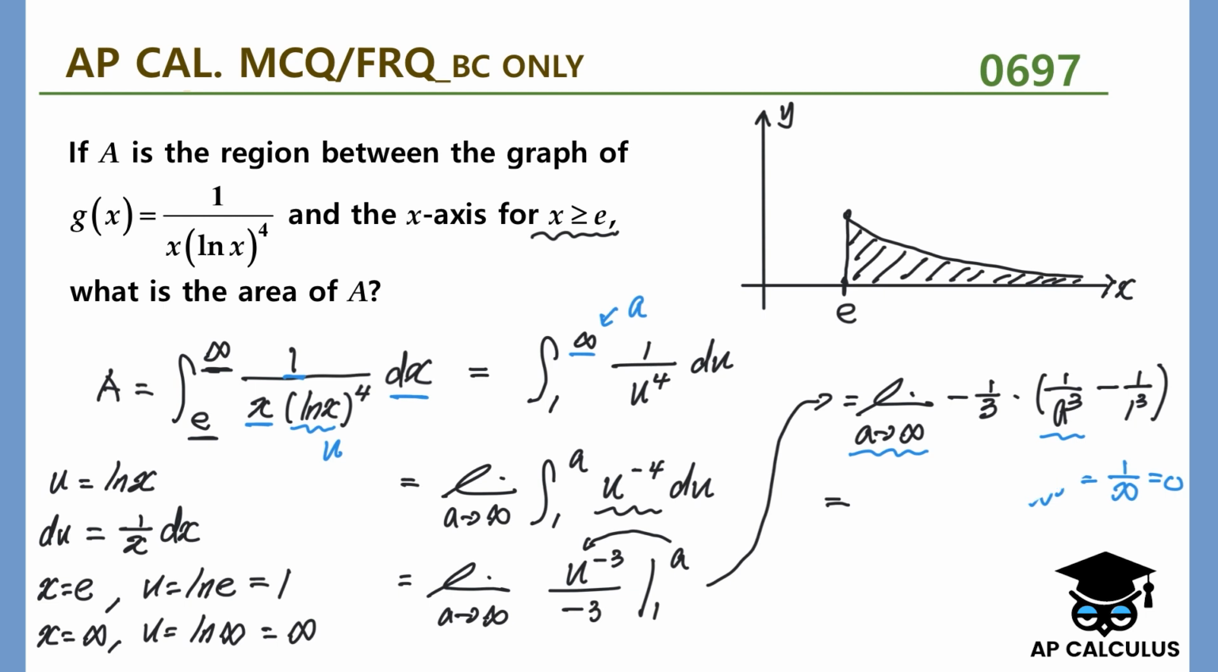So we have negative 1 over 3 times 0 minus 1. So that's going to be negative 1 over 3 times negative 1, positive 1 over 3. All right, so the answer is positive 1 over 3.